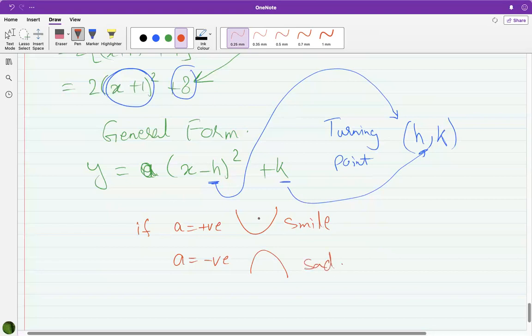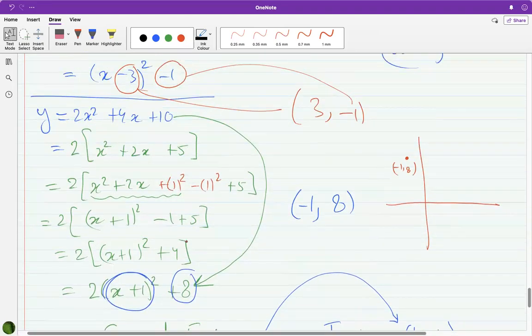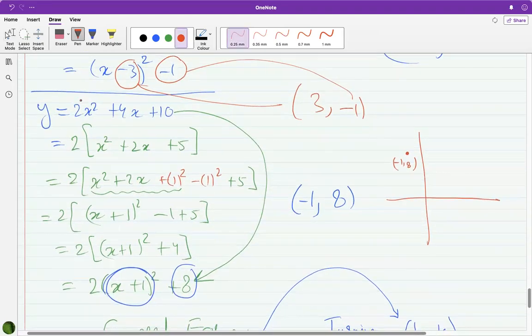So whenever a is positive, it is a smiley face. Whenever a is negative, it is a sad face. And a is the coefficient of x square. In this question, the coefficient of x square is positive 2, or in your final state, x square is positive. Positive means a smiley face. We already had a turning point, so this is our smiley face.